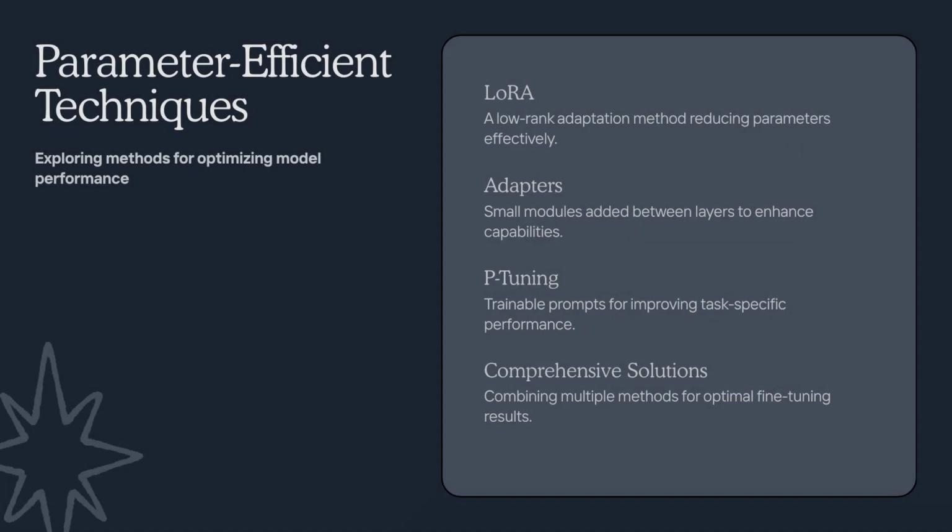To solve the cost issue, we use PEFT, or parameter-efficient fine-tuning. This is a game changer. Instead of retraining the whole model, we use techniques like LoRA, low-rank adaptation. This freezes the original model and only trains tiny, injected matrices. It's faster, uses less memory, and keeps the original knowledge intact.